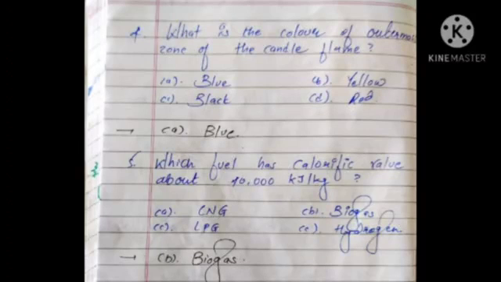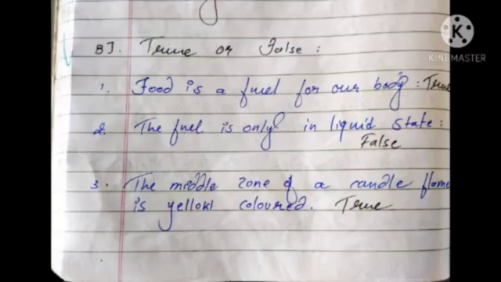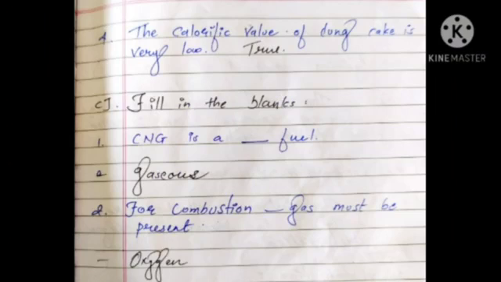Which fuel has calorific value about 40,000 kilojoule per kg, and the answer is biogas. Now talking about true or false. The first one is food is a fuel for our body. That is true. Second one is fuel is only in liquid state. That is false. Third one is the middle zone of a candle flame is yellow colored. That is true. Fourth one is the calorific value of dung cake is very low.